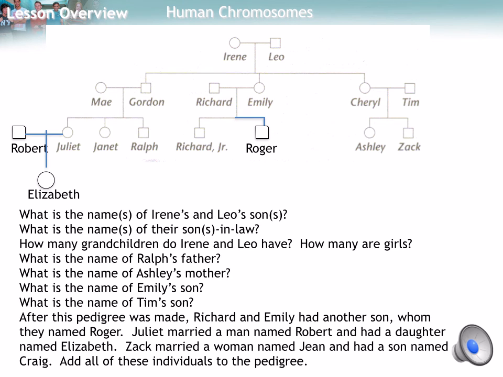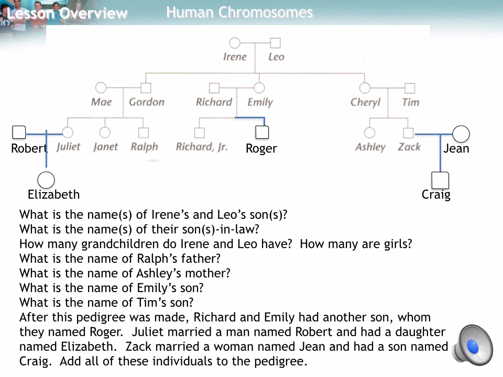The next one is Zach, and Zach married a woman named Jean. So we have to have a horizontal line connecting Zach with Jean, which is going to be a circle. Now they have a son named Craig, so they need a vertical line between Zach and Jean, and at the end we're going to have a square to represent Craig.